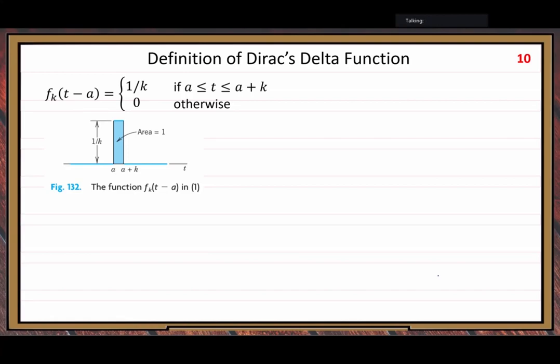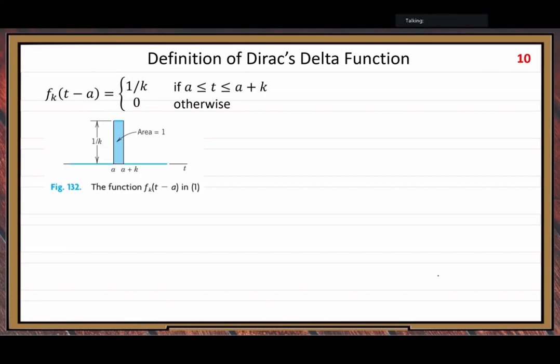The width of this bar is k, right? The height of this bar is 1 over k. So the area of this bar is k times 1 over k. The area is 1. So that's a special function.